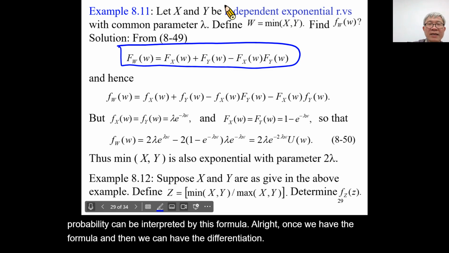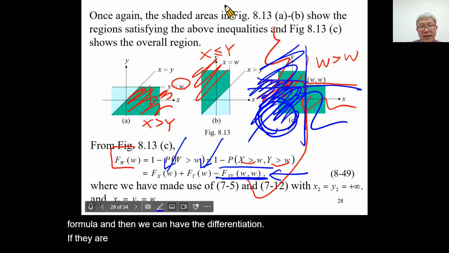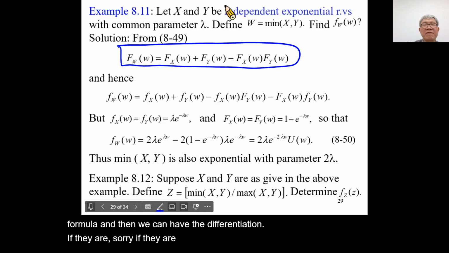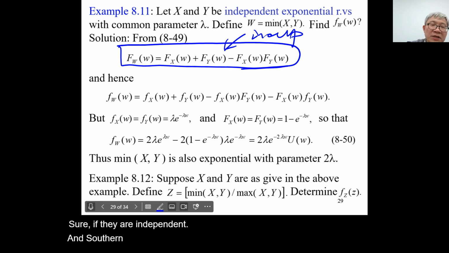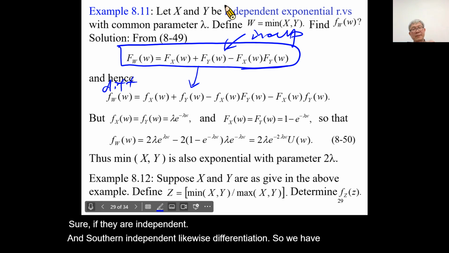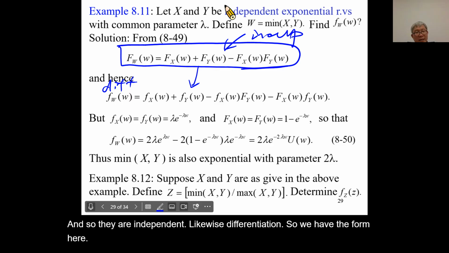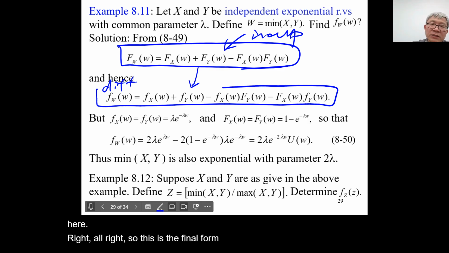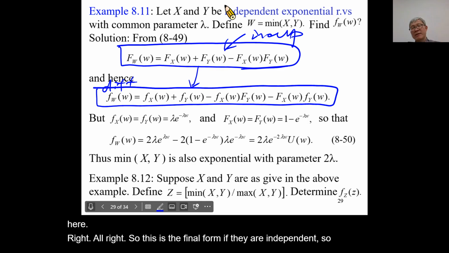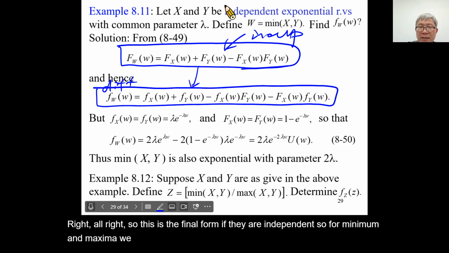If they are independent, likewise differentiation. So we have the form here. Alright, so this is the final form if they are independent. So for minima and maxima, we have the independent case.